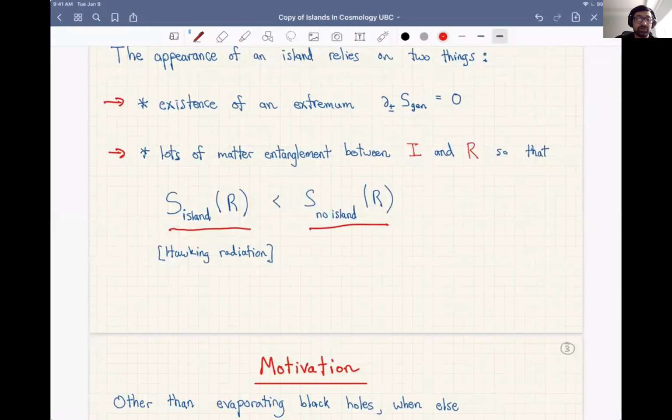Yeah, just one question, Tom. You described the island formula as kind of like holographic duality. I was just wondering, is there a concrete argument why entanglement wedge reconstruction should work for the island formula in the same way that it does in AdS/CFT?